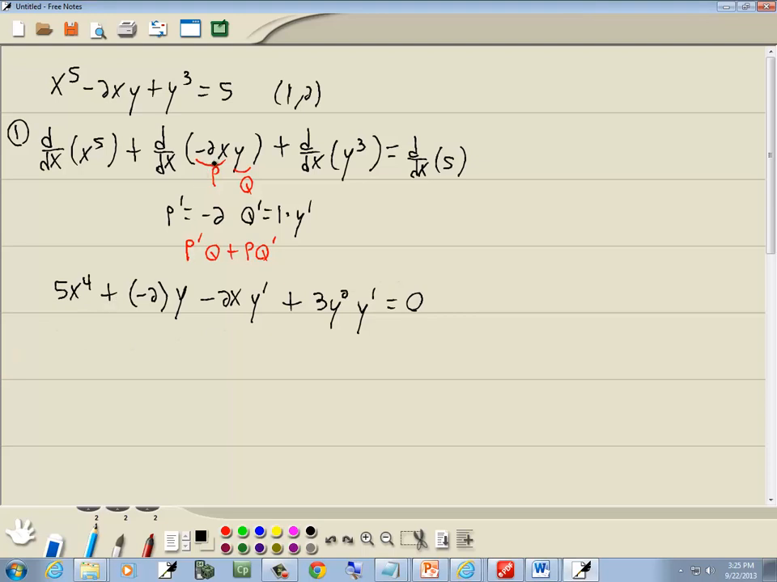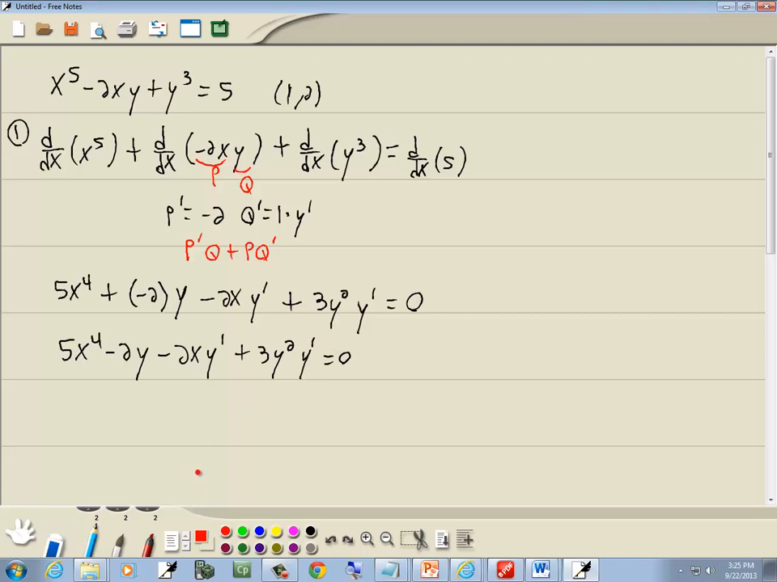So let me double check that. Okay. So that gives us 5x to the fourth minus 2y minus 2x y prime plus 3y squared y prime is equal to 0. Now we want to solve for y prime. So we'll go through our 5 steps.